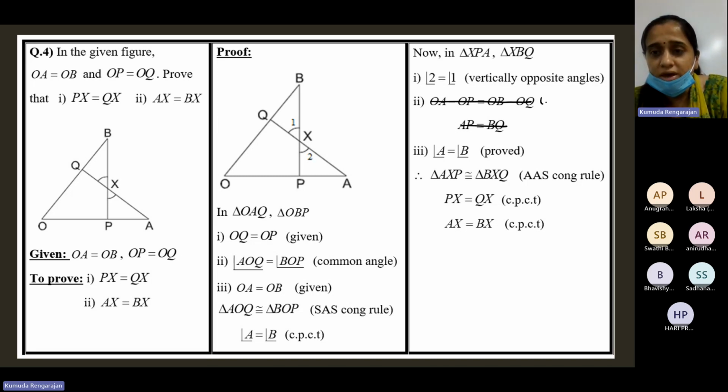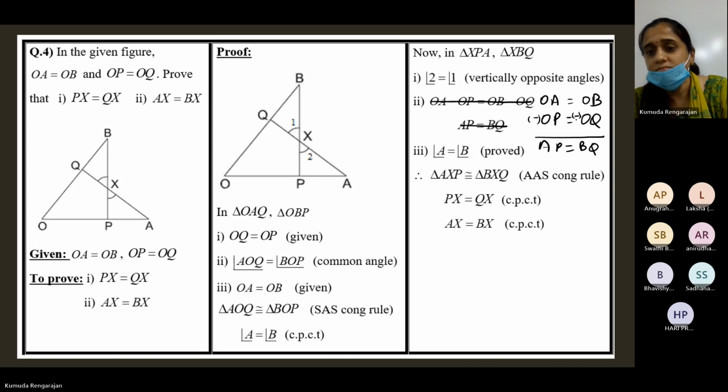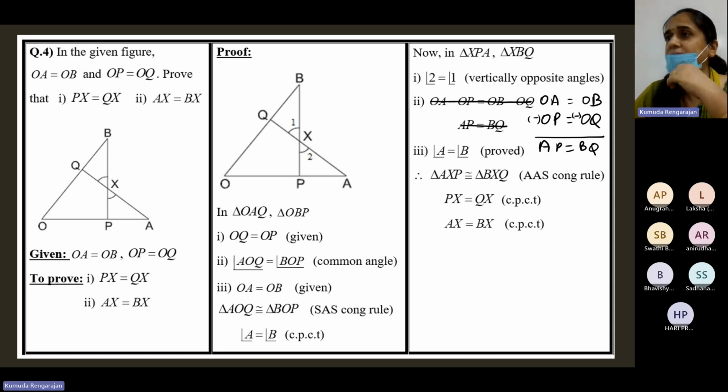So you write OA is equal to OB. Then in OA you have OP, so OP is equal to OQ. And when you subtract these two, you get OA minus OP. OA minus OP is AP, which is equal to OB minus OQ, which is BQ. Subtracting, we get it. Right, children?